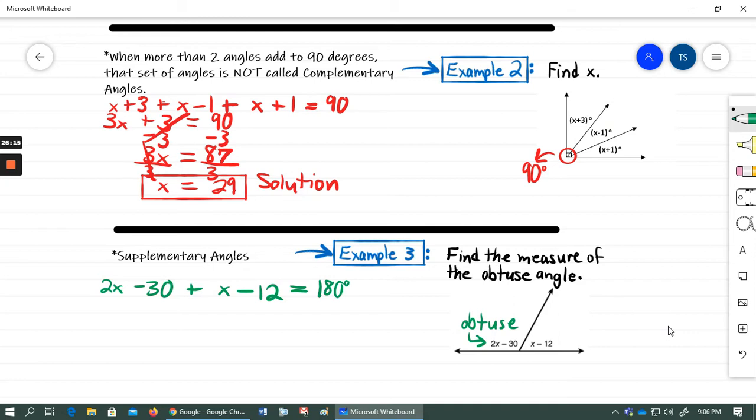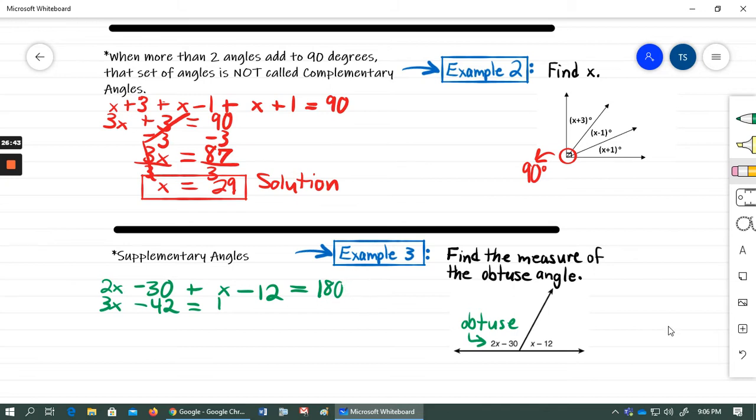Let's go ahead and simplify. Let's combine our like terms on the left side of the equation. Let's put together the x's. We got 2x, we got 1x. When we put them together, we got 3x. Let's put together the constant terms, negative 30 and negative 12. When we combine those two, we get negative 42. Now we've combined the like terms on the left side. The right side of the equation is still 180.